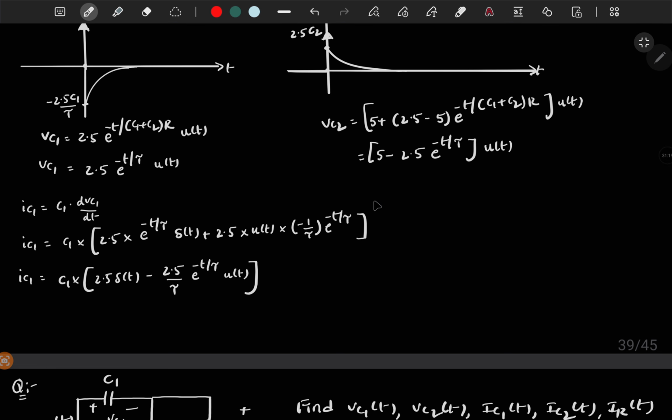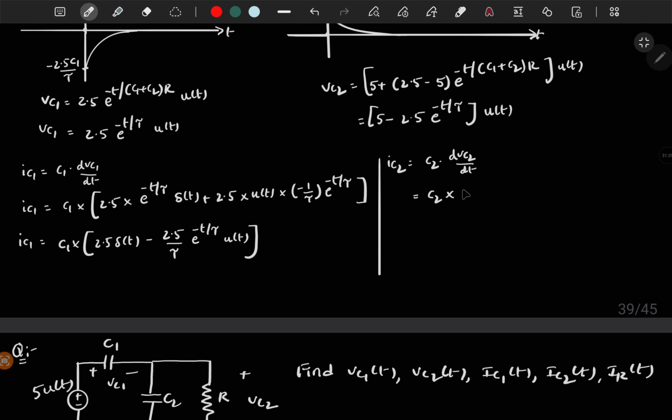And for IC2, you can find it in a similar way. We can derive that IC2 is equal to C2 times dVC2 by dt. So C2 times, this is constant. First keep this the same, then differentiate u of t, you will get del of t. Then keep this the same, then differentiate the inside function, you will get 2.5 by tau e power minus t by tau.